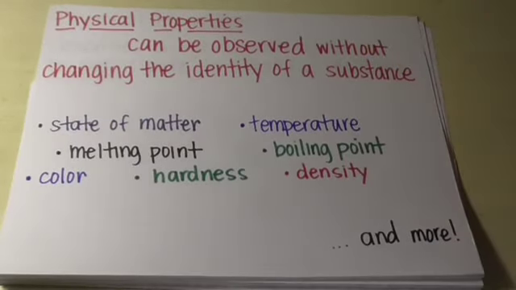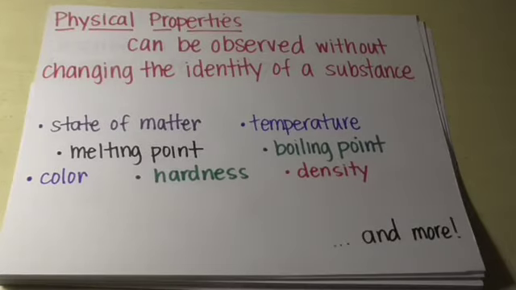Some examples include states of matter. We can observe the state of matter of a substance without changing it. So for instance, is it a liquid? Is it a solid? Is it a gas? We could take its temperature or look at its color. We could look at how firm it is, or its hardness, as we call it in chemistry. We could even measure its melting point and boiling point, or calculate its density. And there are a lot more properties as well.